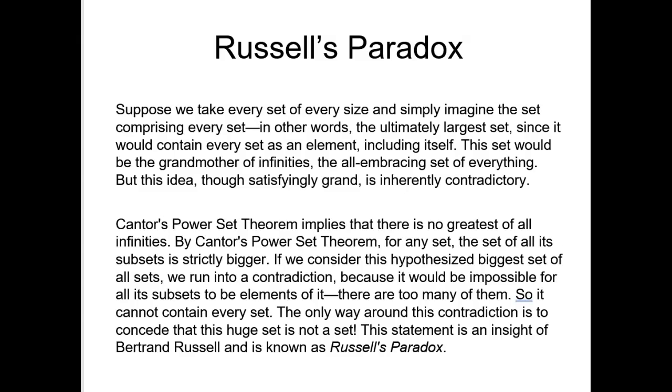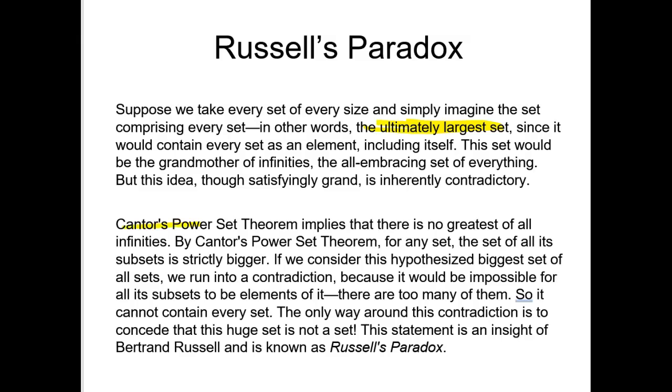Russell's paradox. Suppose we take every set of every size and simply imagine the set comprising every set. In other words, let's just think of the largest set ever. And it would contain every set as an element, including itself. So this thing is its own power set. This set would be the grandmother of infinities. It would be just everything.